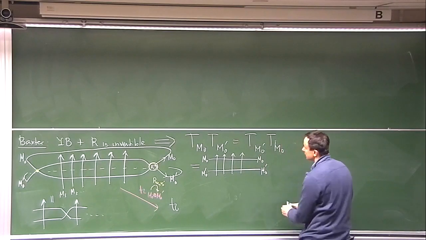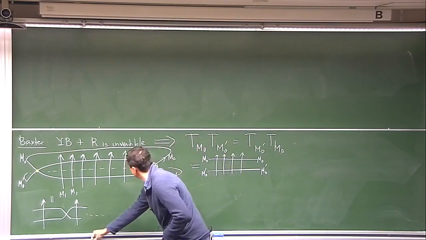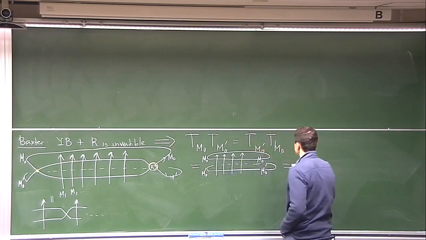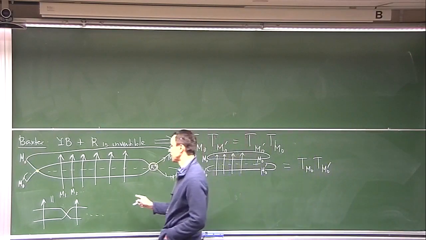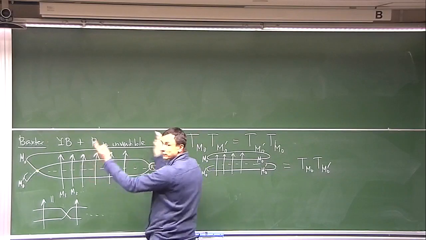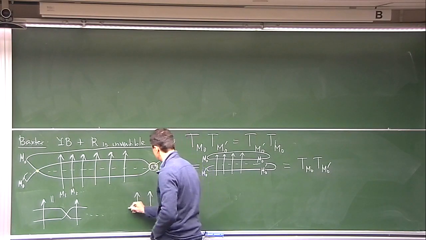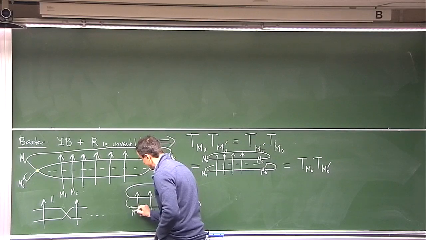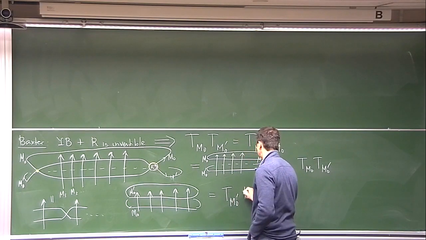Maybe let's do it like this. Let's just loop this thing, and so I get this guy, so I looped like this, and this is the T M0 prime. On the other hand, if I just cancel it through the infinity, then I'm going to get M0 sitting here and M0 prime sitting there. So I'm going to get T M0 prime T M0.